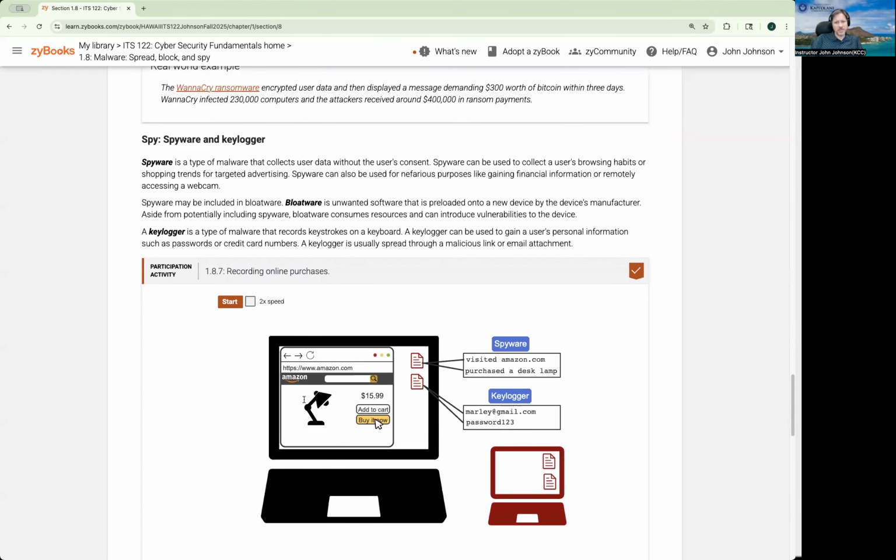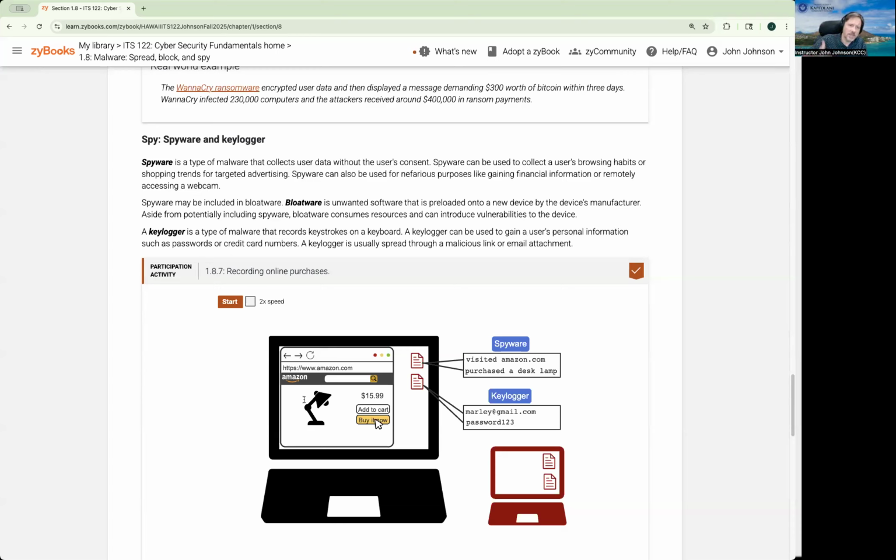Anyway, one of the last ones here is spyware. Spyware has been around for a while. So, spyware and keyloggers. Keyloggers are insidious, nasty little things. Spyware is nasty, but annoying more so than anything else. Spyware is the type of malware that's going to collect user data without the user's consent. So in the old days, spyware was used to look at what you're doing when you're browsing, see where you're going and everything, and then it would pop up all these pop-up ads, and it was so annoying.